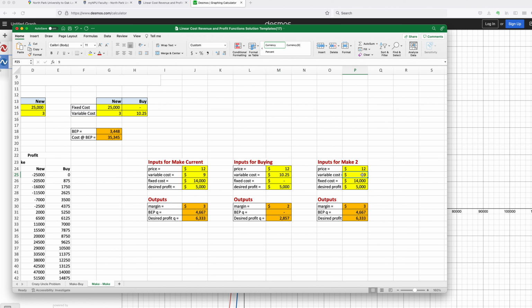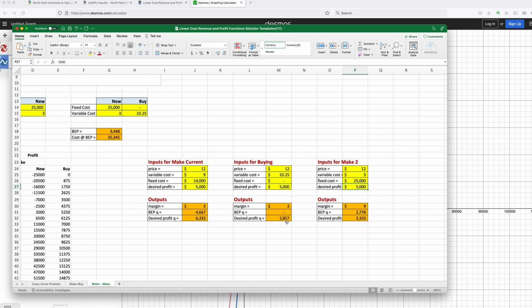And here, when my variable cost goes way low, but my fixed cost goes higher, it's 3,333. So if I'm only going to want to make 5,000 a month, I would buy it, that costs me the least. It only takes me 2,800.